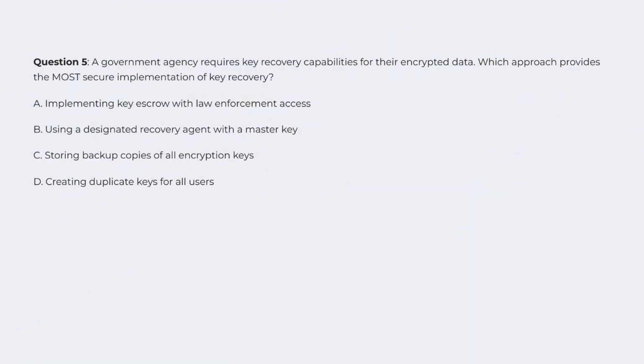Question 5. A government agency requires key recovery capabilities for their encrypted data. Which approach provides the most secure implementation of key recovery? A. Implementing key escrow with law enforcement access. B. Using a designated recovery agent with a master key. C. Storing backup copies of all encryption keys. D. Creating duplicate keys for all users.